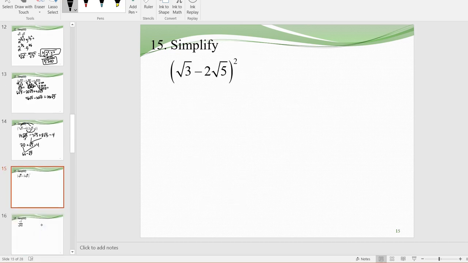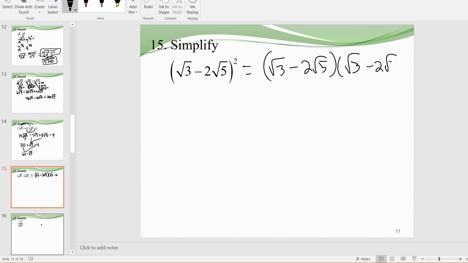If you want to miss this, just square both of them. That's not what this means. Please don't do that. What does this mean? This means square root of 3 minus 2 root 5 times the square root of 3 minus 2 root 5. Root 3 times root 3 is the square root of 9, which I'm going to rewrite as just 3.